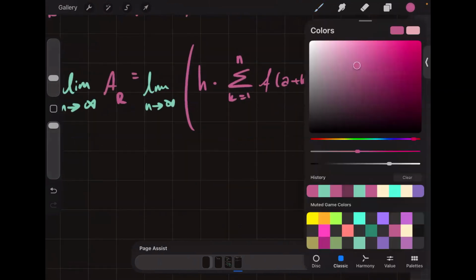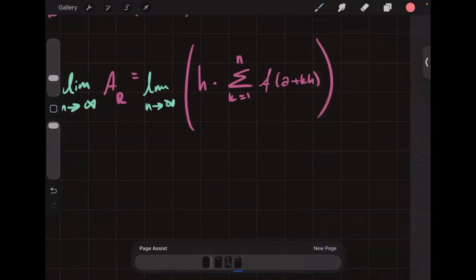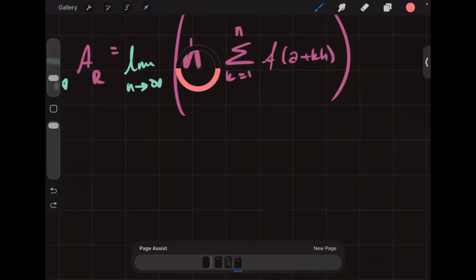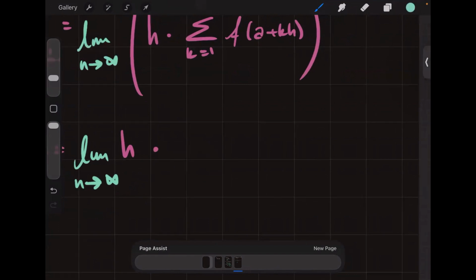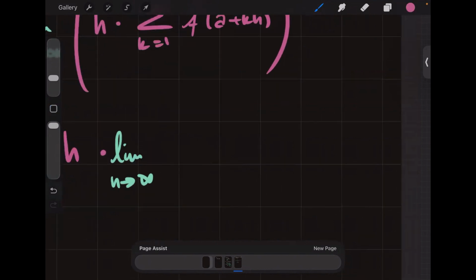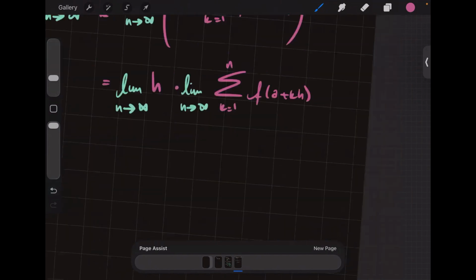Okay, I didn't teach you guys too many of the limit rules, but what I can tell you is you can distribute the limits, right? So this is kind of a trust me bro kind of thing. You can distribute the limits, all right? And if you do that, that is the same as saying the limit as n approaches infinity of h times the limit as n approaches infinity of 1 and f of a plus kh, right?